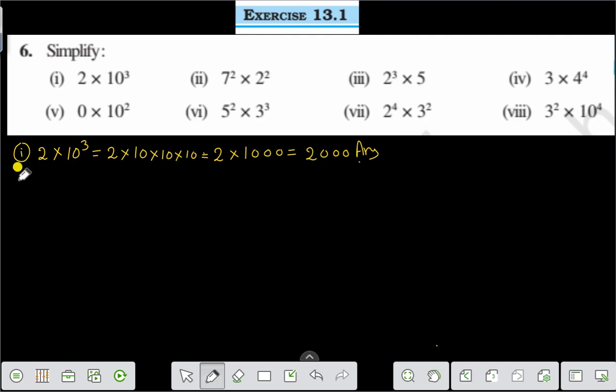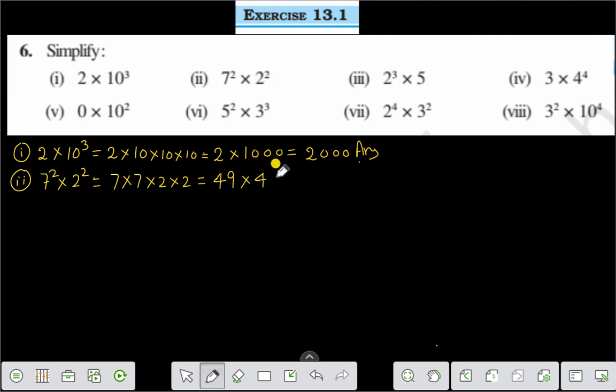Now question number 2 is 7 to the power 2 into 2 to the power 2. That can be written as 7 to the power 2 means 7 into 7, and 2 to the power 2 means 2 into 2. Therefore 7 into 7 comes to 49, and 2 into 2 is 4.